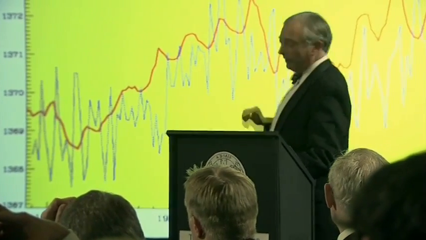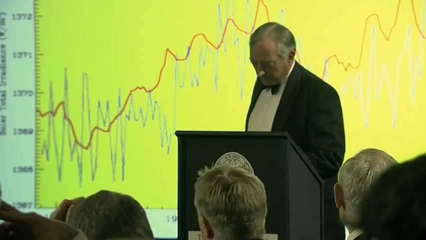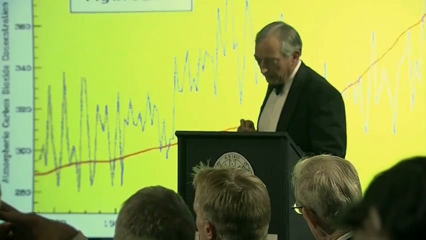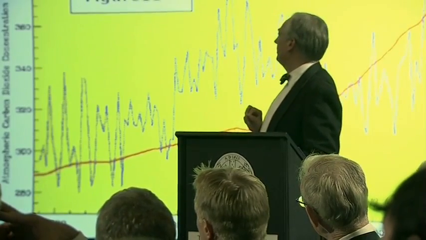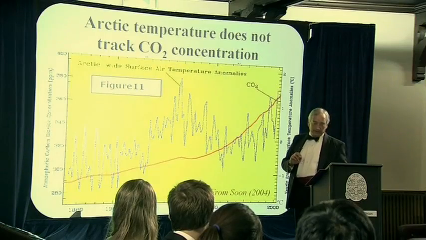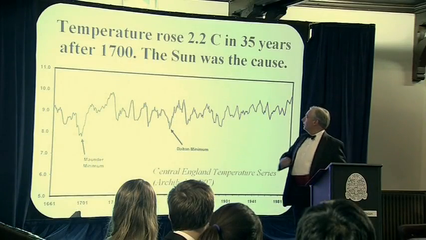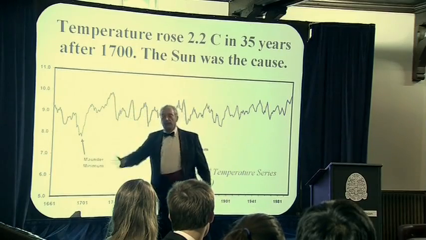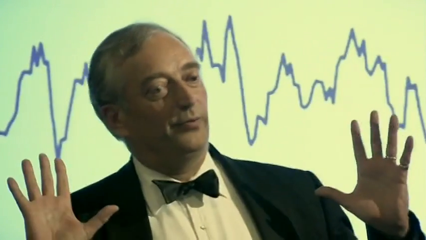Well, the longest instrumental temperature record in the world is the Central England temperature series. Now, this series is very interesting. It shows that temperature rose 2.2 Celsius in 35 years between 1700 and 1735. The sun, not human industry, was the cause. Here it is over at the left-hand side here. A very steep increase.